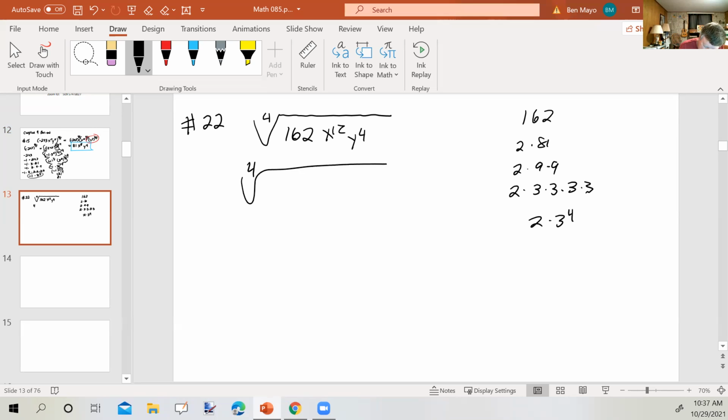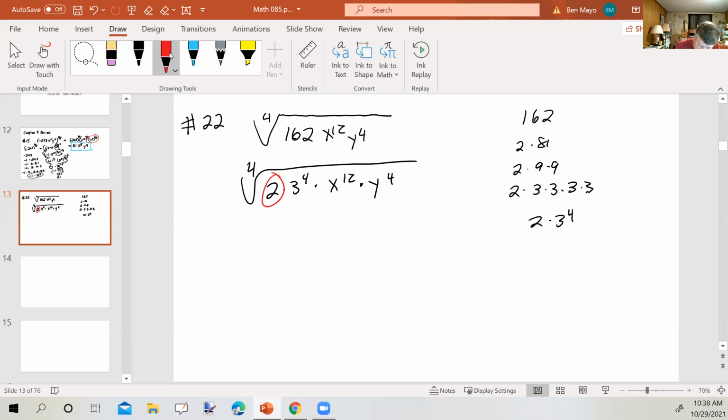So I'm going to rewrite this radical as the 4th root of 2 times 3 to the 4th power times x to the 12th power. 12 is a multiple of 4, so that's good. Times y to the 4th power. So 4 is a multiple of 4, 4 times 1. So now I have powers inside that are either 4s or multiples of 4s, and then leftovers. This 2 is a leftover. It's going to stay inside. I can't get rid of it.